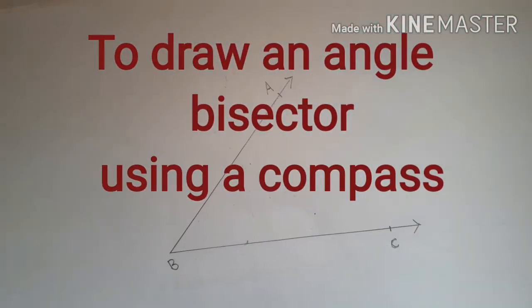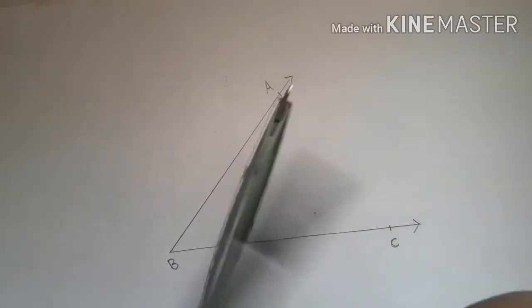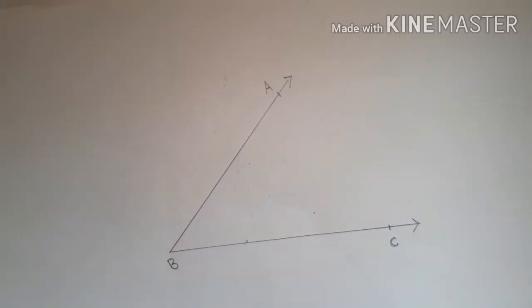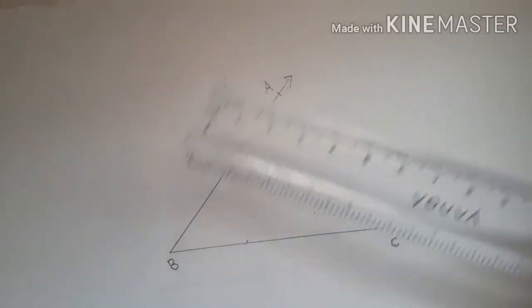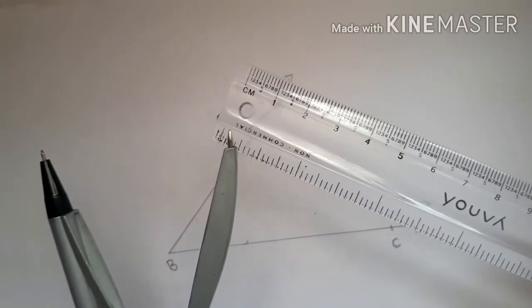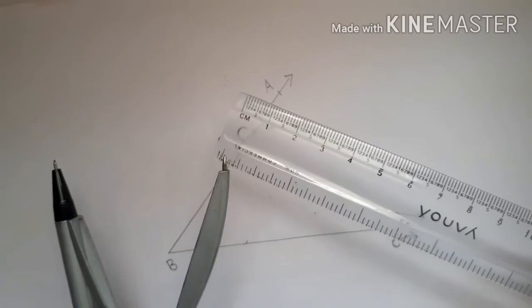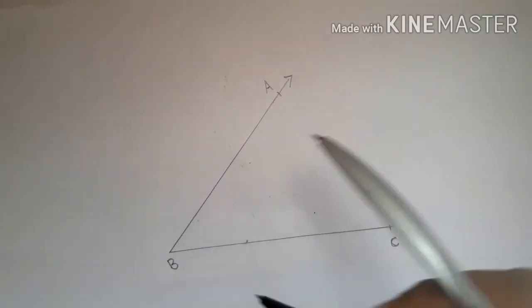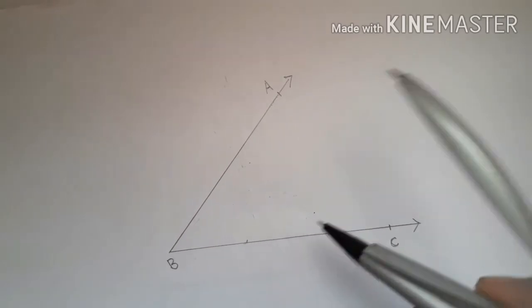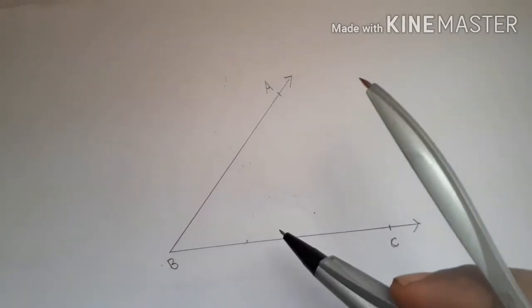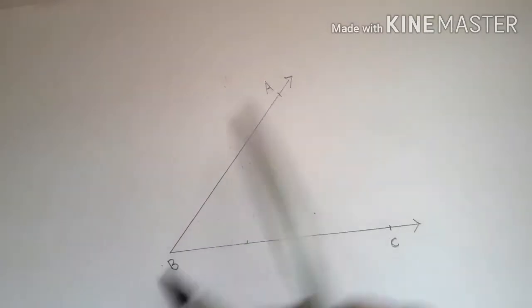Now we are going to draw an angle bisector using a compass. For that we need this compass and a ruler. With these two geometrical instruments we are going to draw the angle bisector of an angle. Now you can draw any angle of any measure. Here I have drawn angle ABC and I am going to draw an angle bisector of this angle ABC.